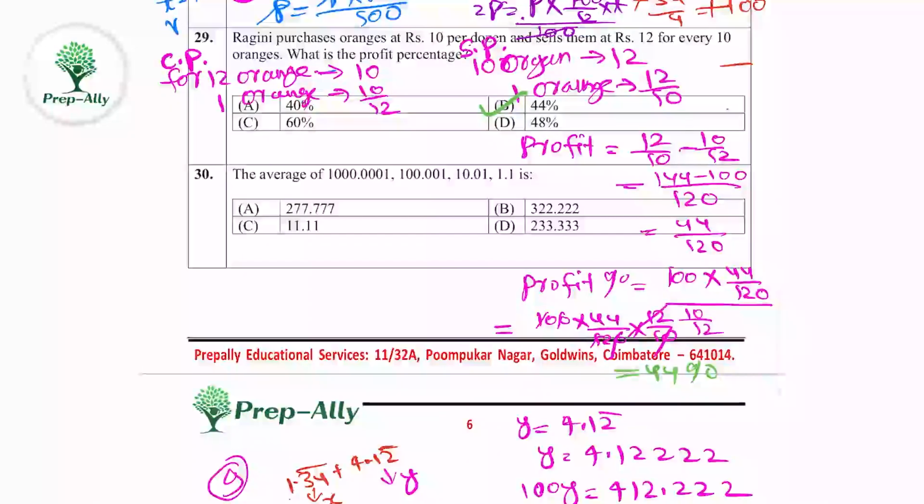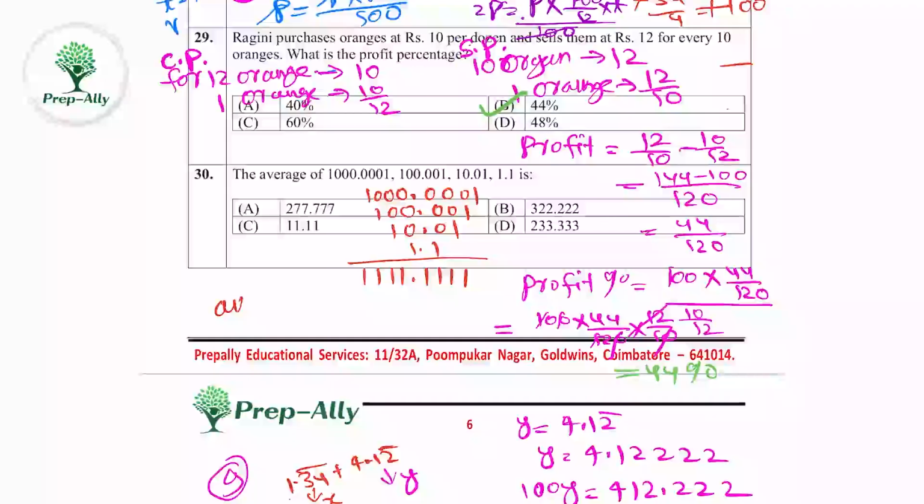Now the next problem: here we have to find the average of the given numbers. Average means the sum of all the observations divided by the total number of observations. So here, 0.001, now here 100.001 and again 10.01, 1.1. If I add these, we are getting 111.111.